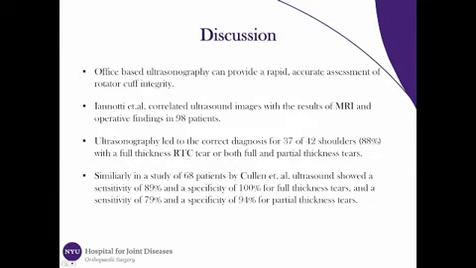Office-based ultrasonography can provide a rapid, accurate assessment of rotator cuff integrity. A recent study by Ionati and colleagues correlated ultrasound images with results of MRI and operative findings in 98 patients. Ultrasonography led to the correct diagnosis in 37 of 42 shoulders with full-thickness rotator cuff tears. Similarly, in a study of 68 patients by Cullen and colleagues, ultrasound showed a sensitivity of 89% and a specificity of 100% for full-thickness tears, and a sensitivity of 79% and a specificity of 94% for partial thickness tears.